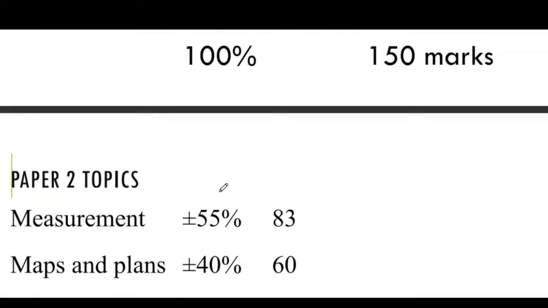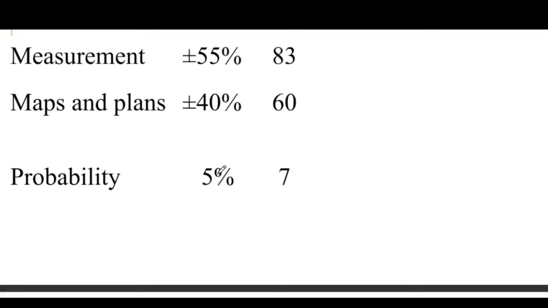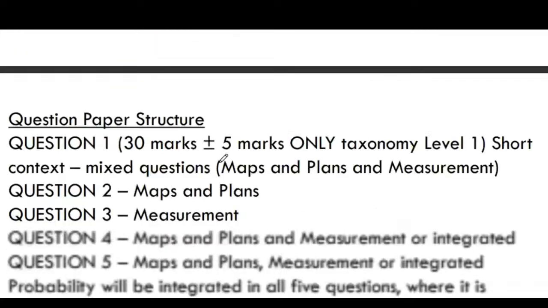Remember, the topics that we have in paper 2 are measurements, maps and plans. Don't forget maps and plans. We also include the scales and other representatives. Probability cuts through. It's in both papers, paper 1 and paper 2. All right, let's go into that.